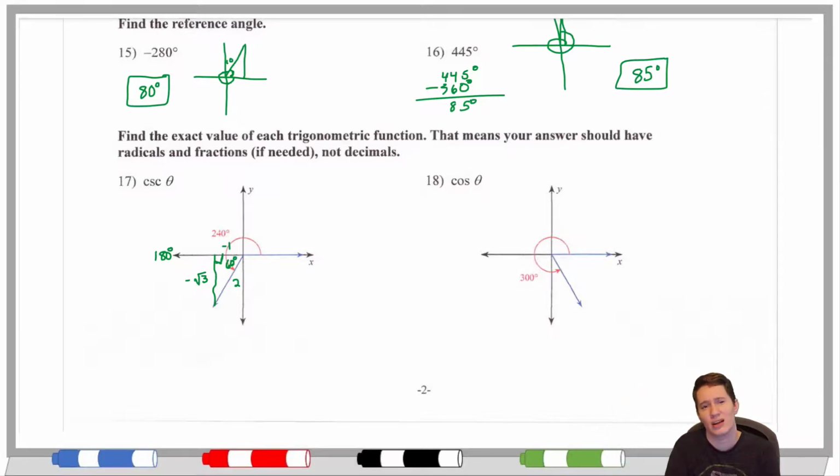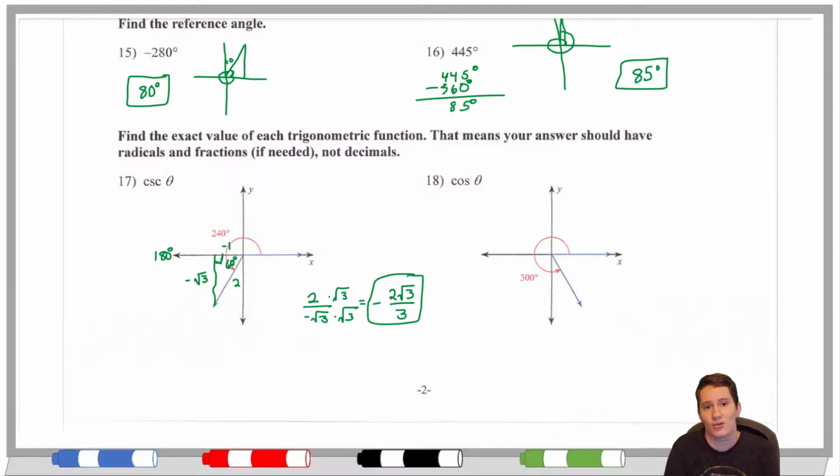So cosecant is hypotenuse over opposite because it's related to sine. So the hypotenuse is 2. The opposite side is negative square root of 3. Let's rationalize that by multiplying the top and bottom by the square root of 3. So we get negative 2 square roots of 3 over 3 for our answer. So not whatever that is as a decimal. We get negative 2 square roots of 3 over 3.